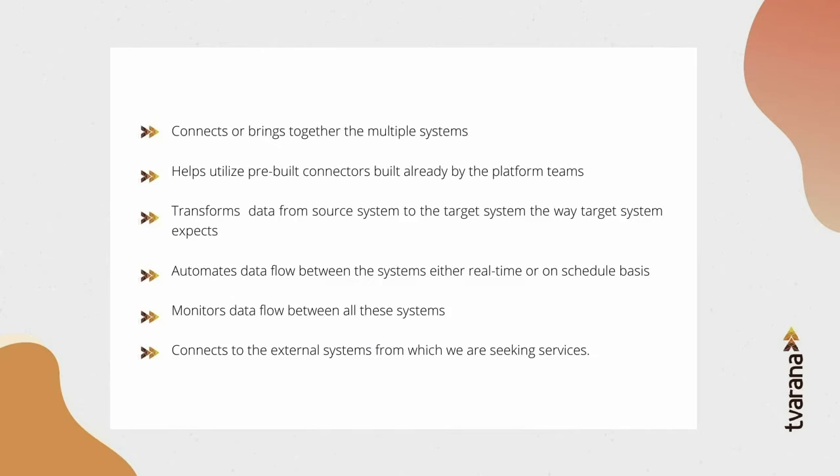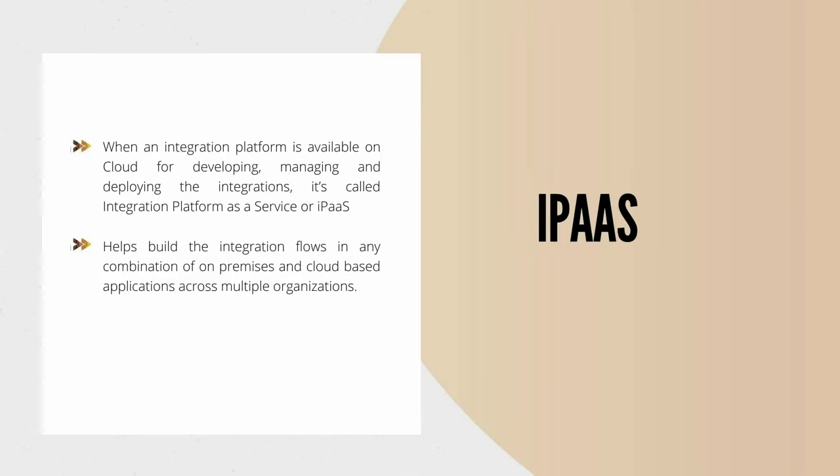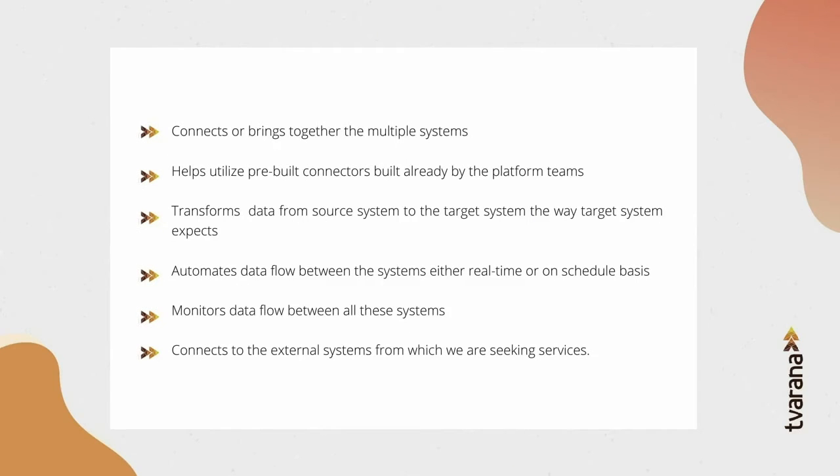An integration platform is a software that helps us connect or bring together multiple systems that we have talked about earlier. Apart from being able to connect to multiple systems, how can integration platforms help us, Kiran? Sure. First, they help utilize pre-built connectors already developed by the platform teams. They also transform the data from source system to the target system the way the target system expects. Also, they automate the data flow between the systems, either real time or on a scheduled basis, and also help monitor the data flow between all the systems.